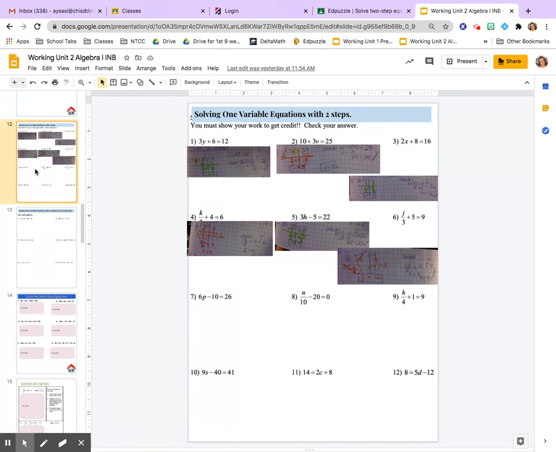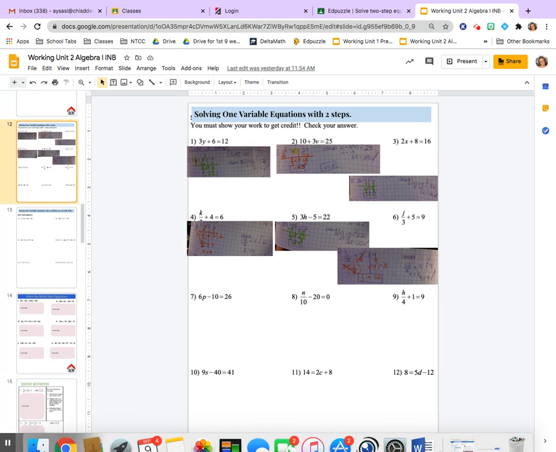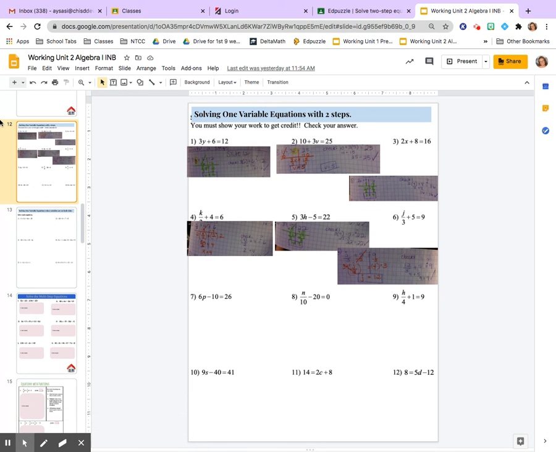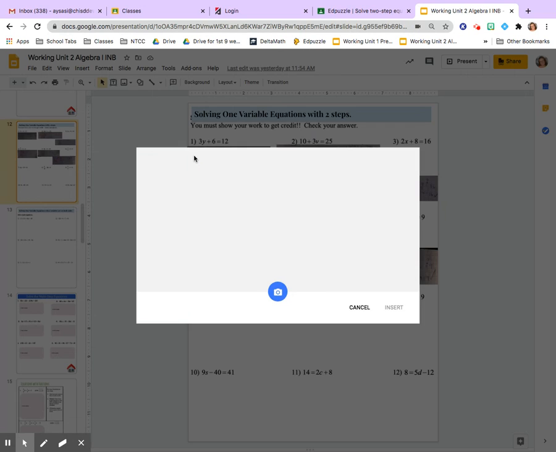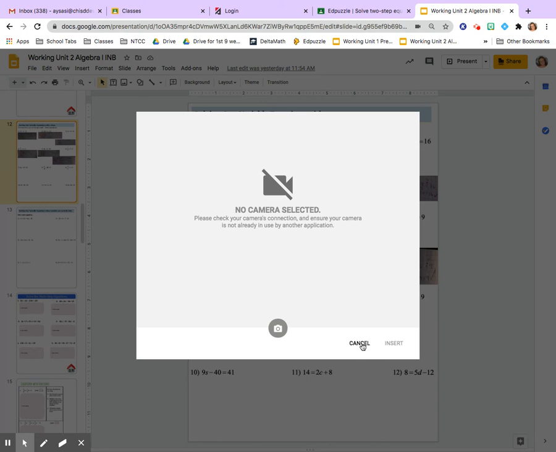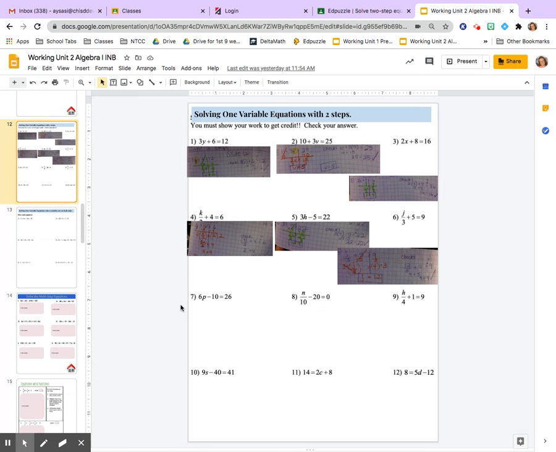Okay, so let's look at slide 12. We are going to finish up with 7 through 12. So open up your composition book. Then that's great. All we're going to do is check them and make sure you got them right. I'm going to insert a picture of mine. Oh, but my camera is not working, so I'll have to do it on the other one.